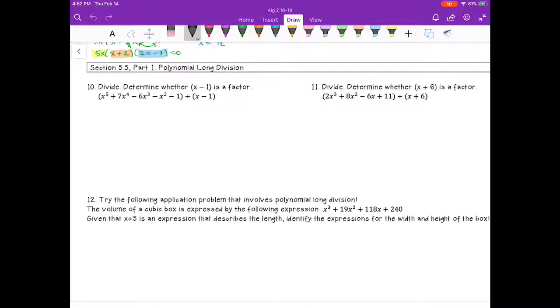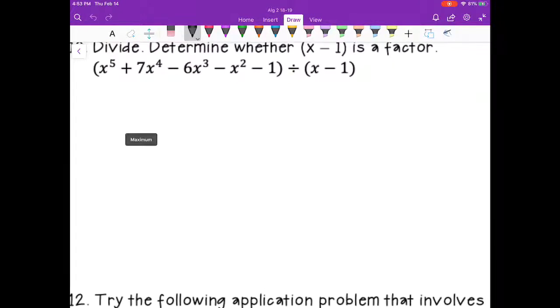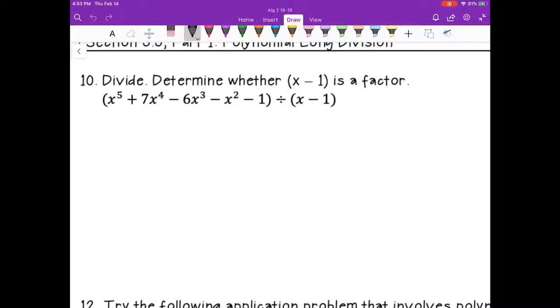Okay, and lastly from section 5.5, when we did polynomial long division, let's go ahead and work through this polynomial long division and then determine whether x minus 1 is a factor for number 10. So remember, if something is a factor, your remainder will be equal to 0. So that's what we're really asking when we're asking, hey, is that guy a factor?